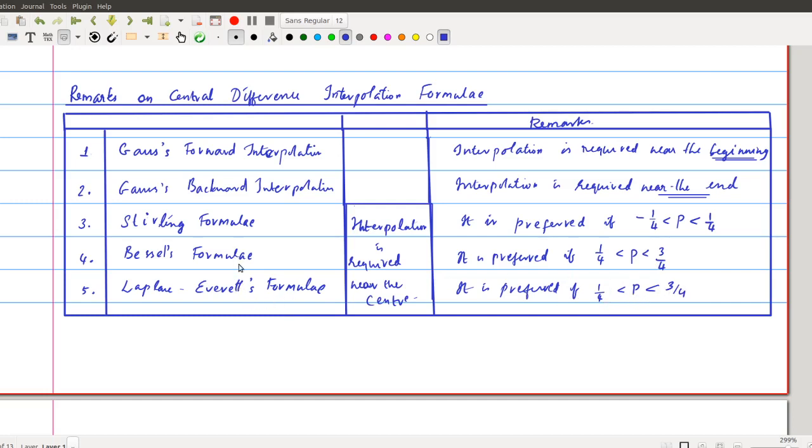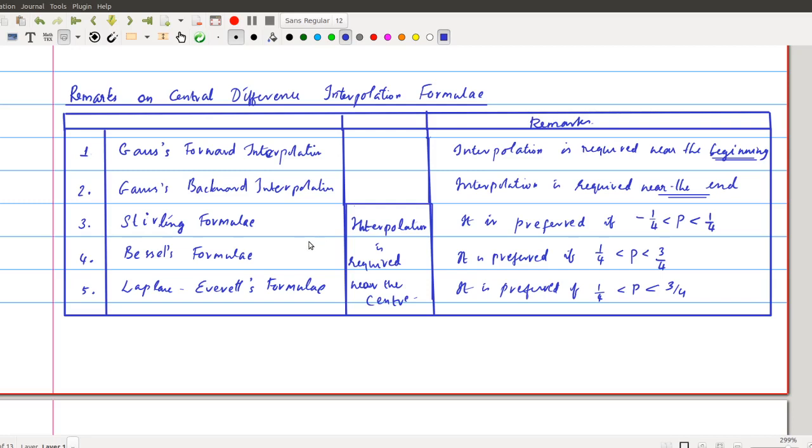You can choose one of these formulas for interpolation required near the center. If you use these types of preference, then you can get a more accurate solution or a more easily convergent solution. So these are some remarks on the five central difference interpolation formulae.